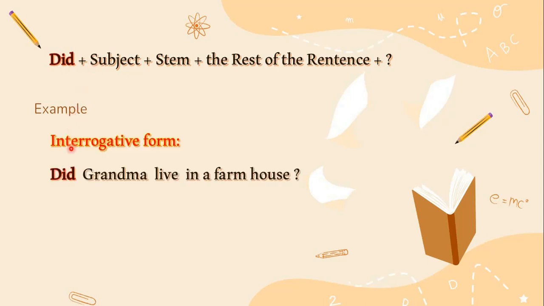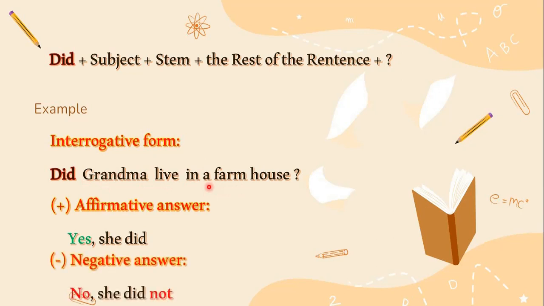Example: we have here the question, did grandma live in a farmhouse? Now, the answer is going to be affirmative or negative. The affirmative answer, which is the positive answer, is: yes, she did. Or the negative answer: no, she didn't. No, she did not.